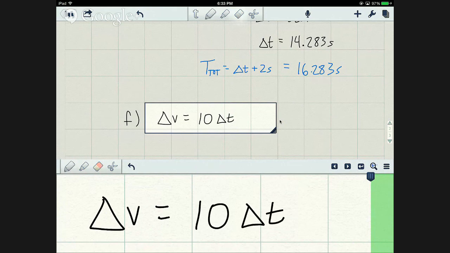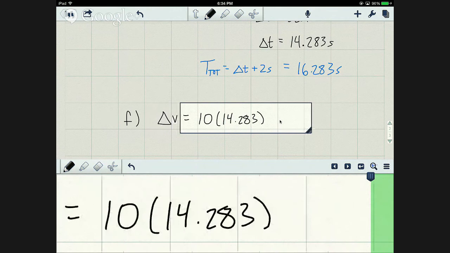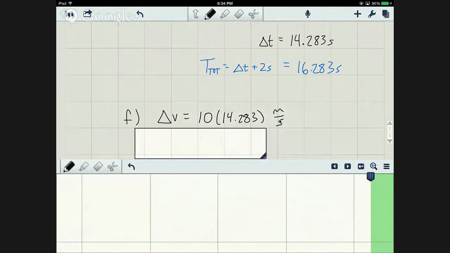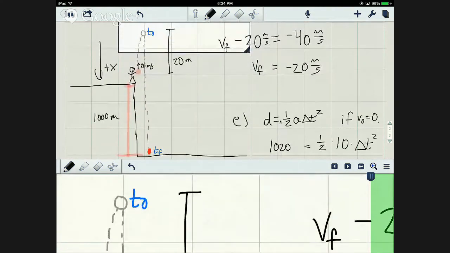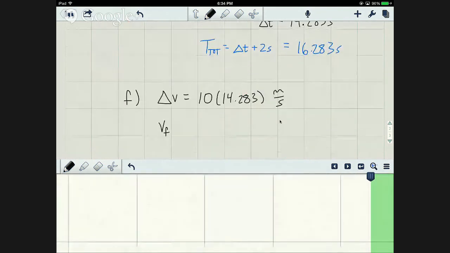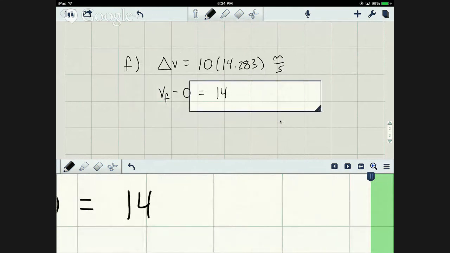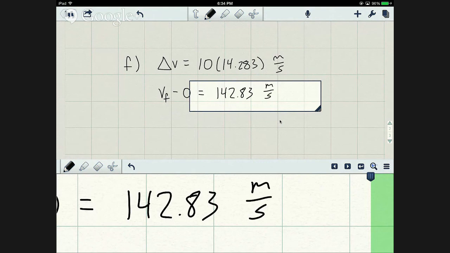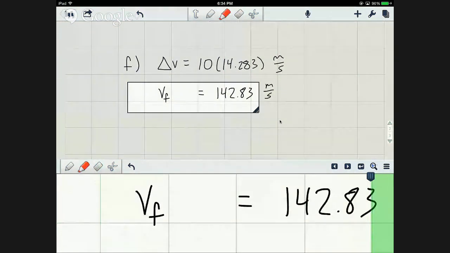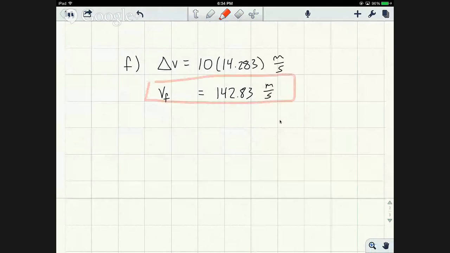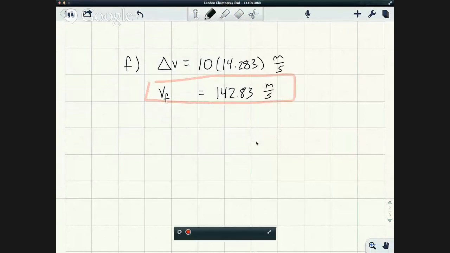Alright. Do we know the amount of time it's going to take to get from top to bottom? It is 14.283, and it's going to be all in meters per second. V final is what we're looking for. V initial, the velocity at t initial, which we have set right now to be at the top of the trajectory, so it's 0. So V final minus 0 is 142.83 meters per second. And we can just solve for V final by getting rid of that. There it is. Going pretty fast.